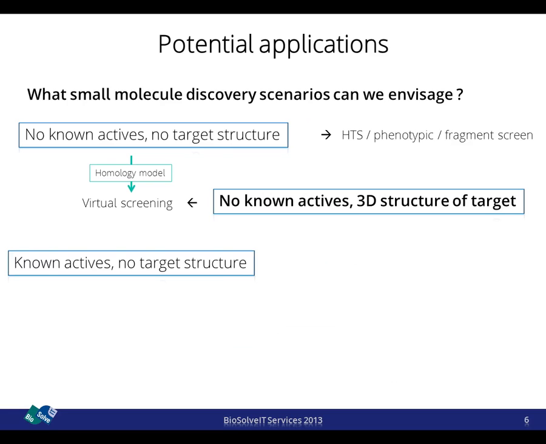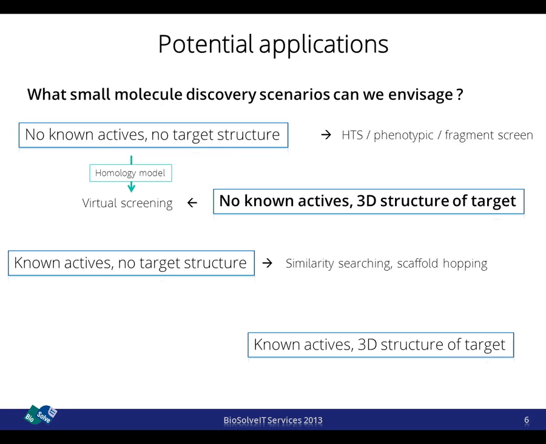Alternatively, you might have small molecule hits or known actives, but no target structure. In that scenario, you may well do some similarity searching or scaffold hopping. These are obviously advantageous in other ways. They're generally much quicker than 3D virtual screens. And the fourth situation you might find yourself in is when you do have known actives, a 3D target with the structure of the target, and then you may well just anticipate using all of the above scenarios.